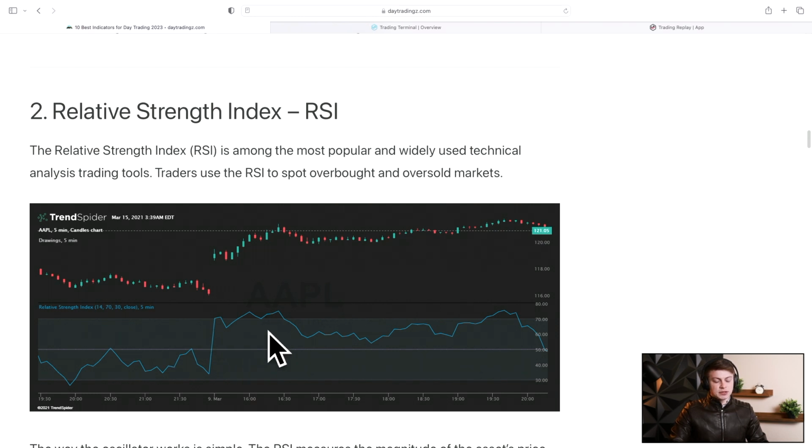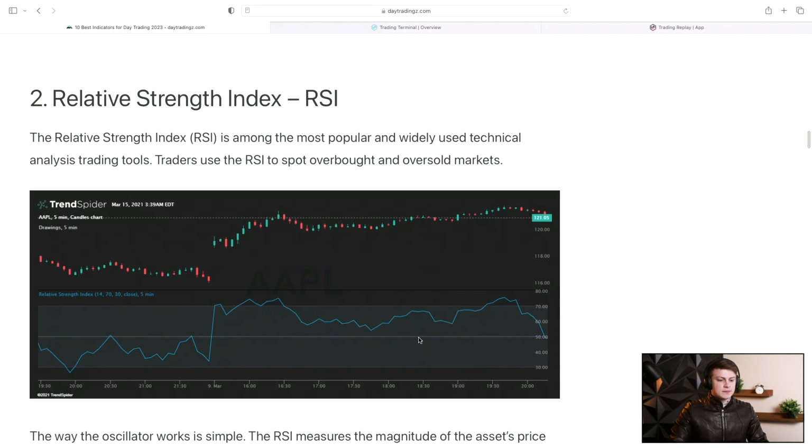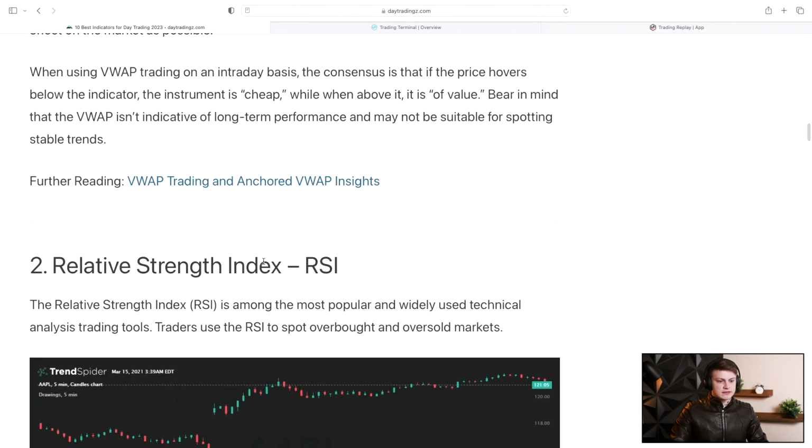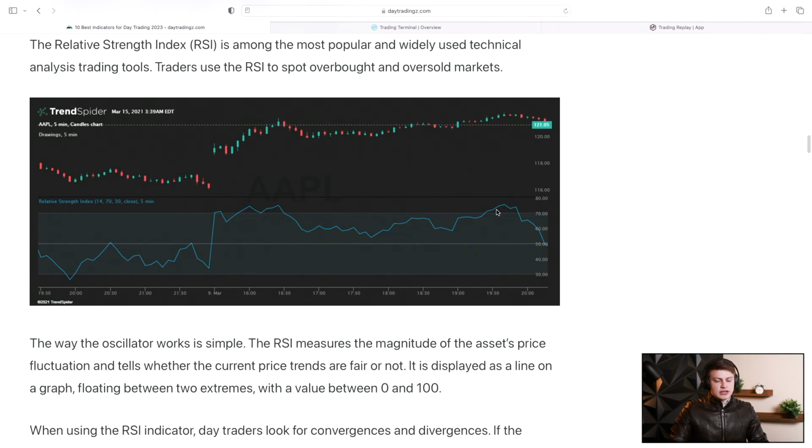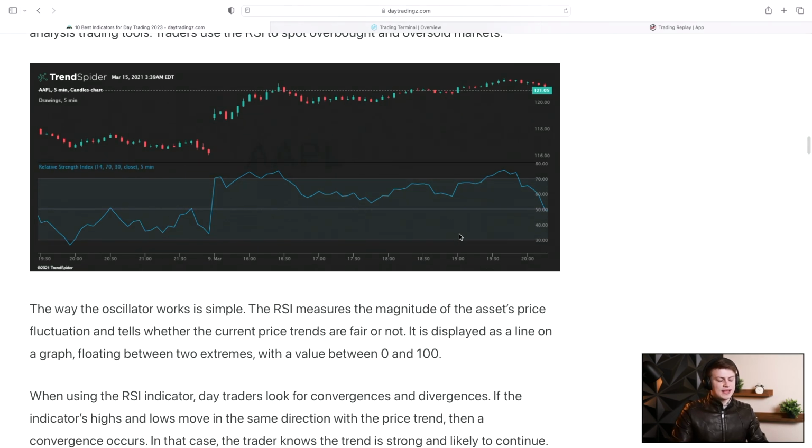And this, I'm assuming the blue line below the chart, the candles, is the RSI. So it's actually separate. It's not one of those overlays like the VWAP, which overlays the charts. It's actually down here below. And so it's an oscillator. So the way the oscillator works is simple. The RSI measures the magnitude of the asset's price fluctuation and tells whether the current price trends are fair or not. It is displayed as a line on a graph, floating between two extremes, with a value between 0 and 100.